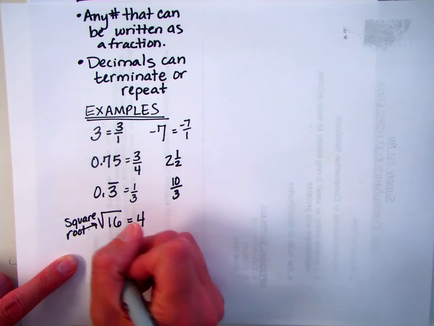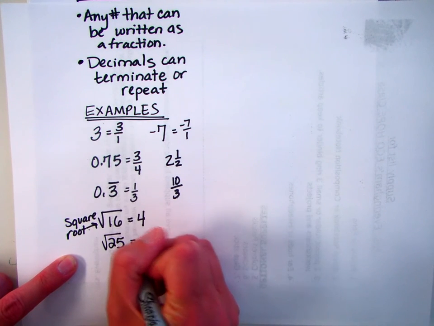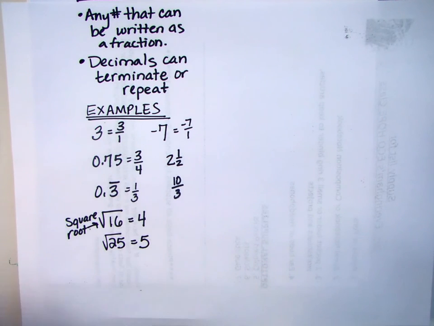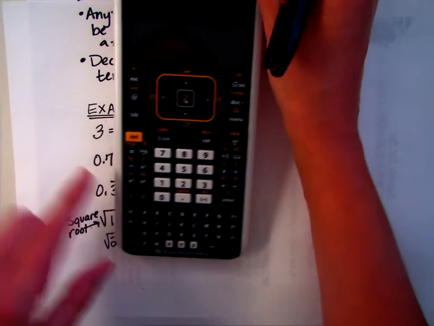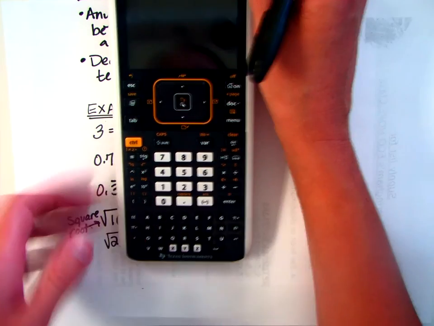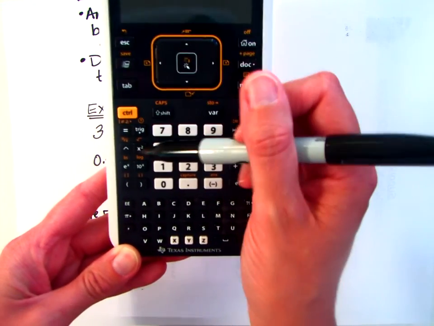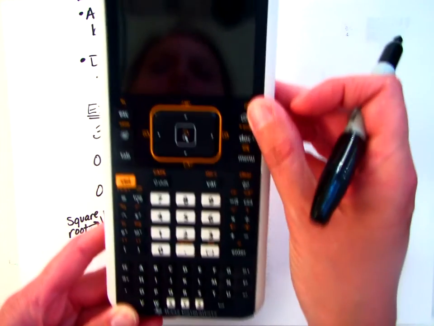Okay, same thing, square root of 25. What number do we multiply by itself to get 25? 5 would be the answer. Okay? And you guys have on your calculators that option, the square root, is up above the x squared button here. And so to get to that, you have to do Control and then x squared. And that will bring it on your screen there for you.